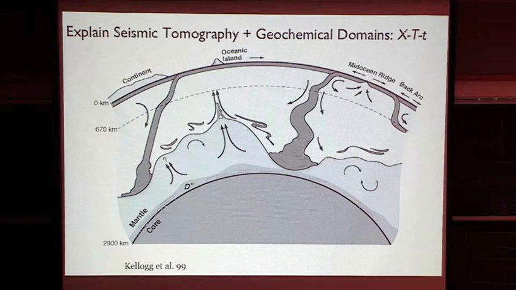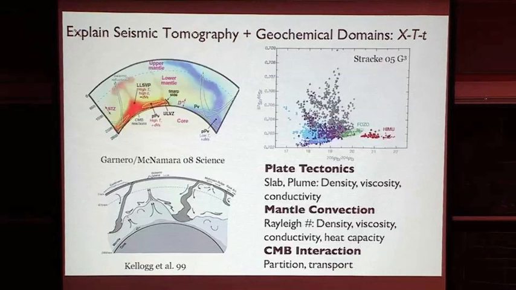So what kind of properties would we be interested in? If we think about plate tectonics, yesterday Bruce Buffett introduced these models where you need to know density, viscosity, conductivity. And for mantle convection, which, by the way, is separate from plate tectonics because they don't have to go together, right? Some planets have convection without plate tectonics. And you want to know the Rayleigh number. For that, you need to know the density, viscosity, conductivity, heat capacity of all the materials that are involved in the convection.